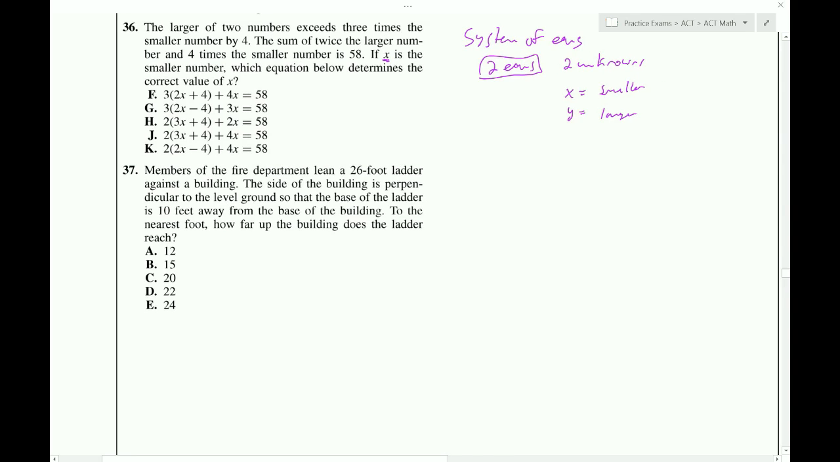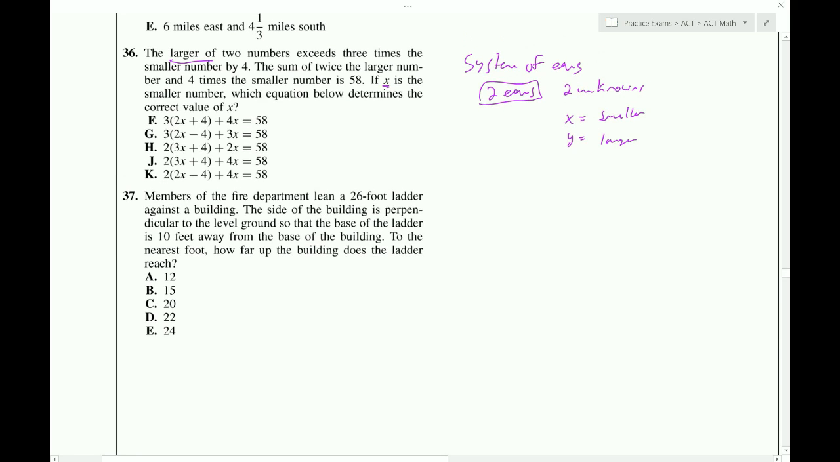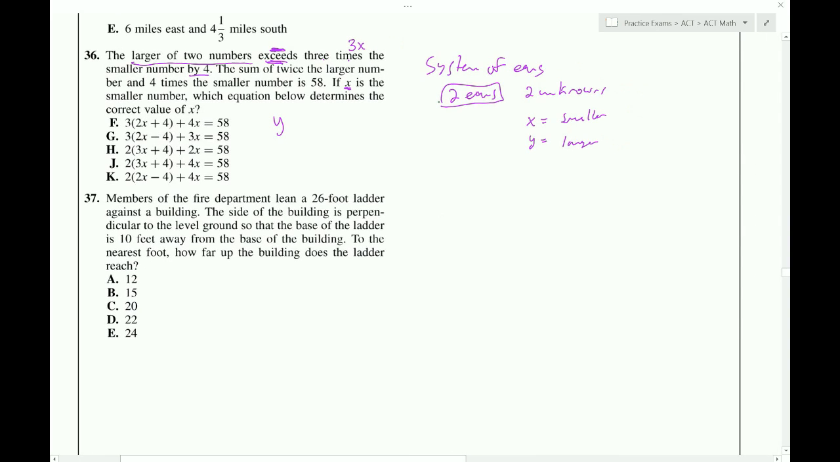Starting with the first sentence, the larger of two numbers is encoded as the letter y, exceeds 3 times the smaller. So 3 times the smaller would be 3x. We might not be sure what this whole "exceeds by 4" means, so one nice option is to switch to numbers for a moment, just to understand the English to math conversion.